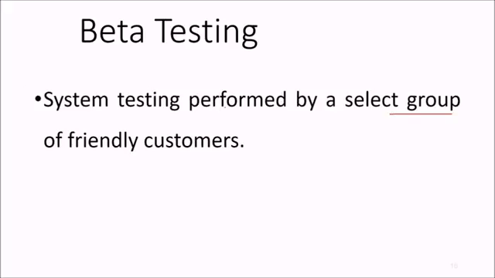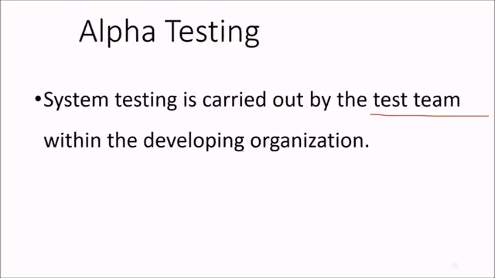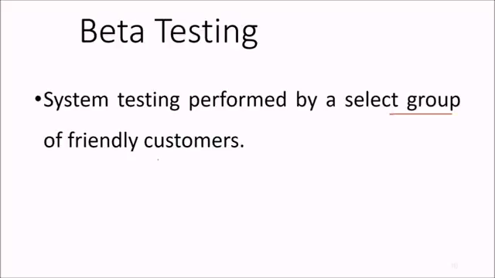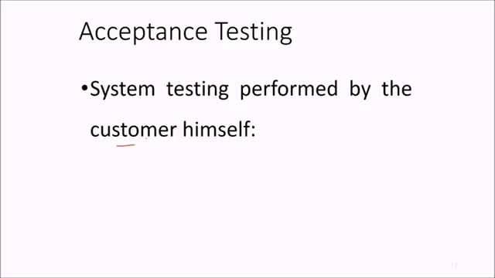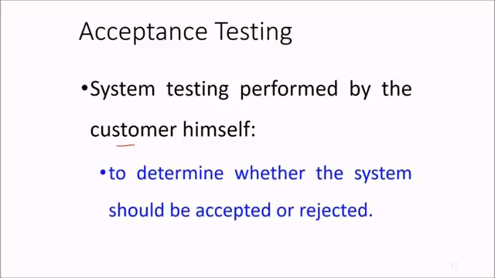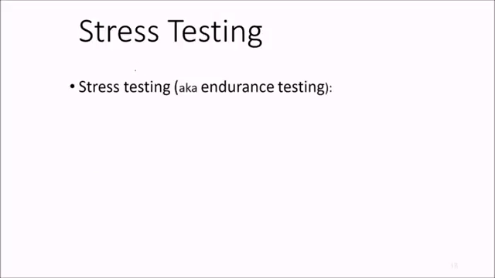Let me summarize: alpha testing is done by the organization itself, beta testing is done by the friendly customers, and acceptance testing is done by the customer for whom the software has been made, by the customer himself. Acceptance, as the name suggests, means this testing is performed either to accept or to reject the system. Then comes stress testing, which is also known as endurance testing. If you are asked what the difference between stress and endurance testing is, they are the same.